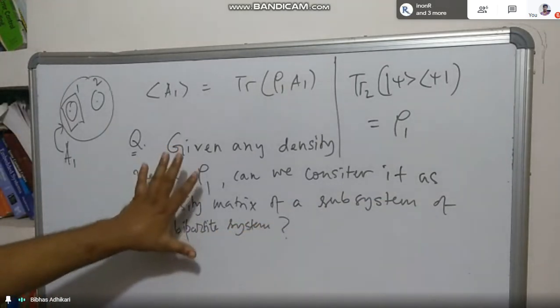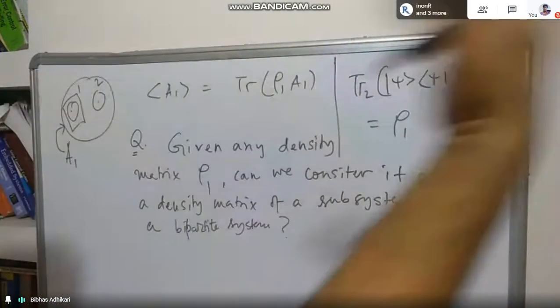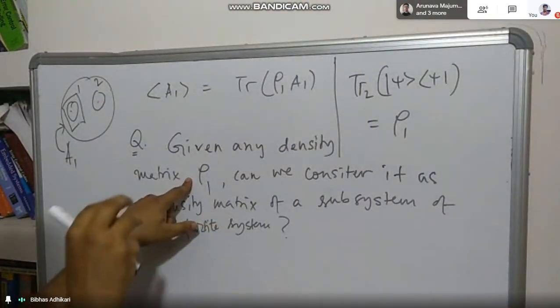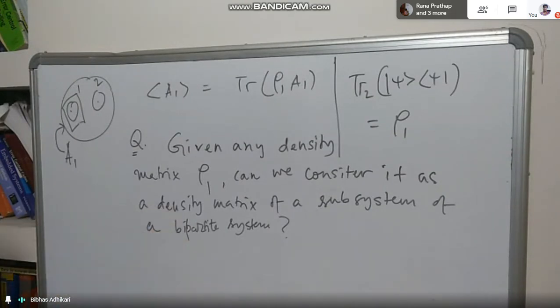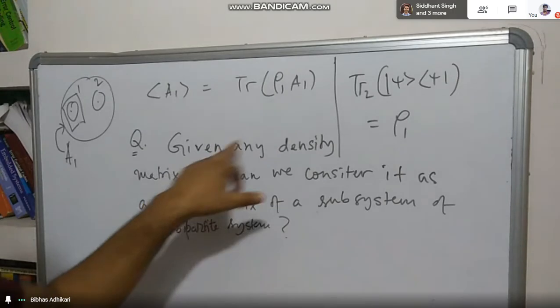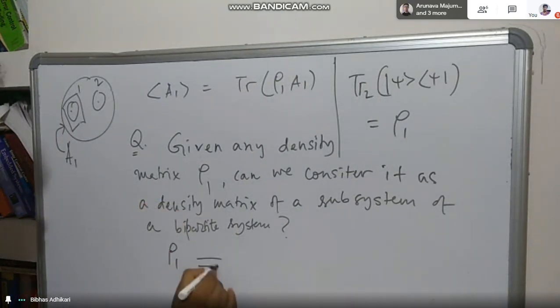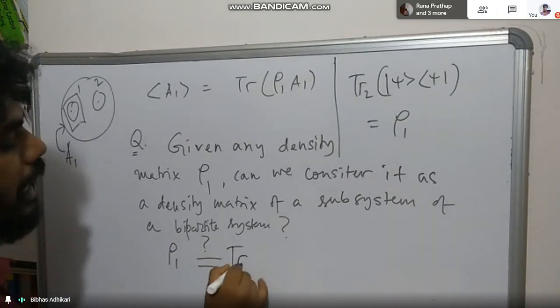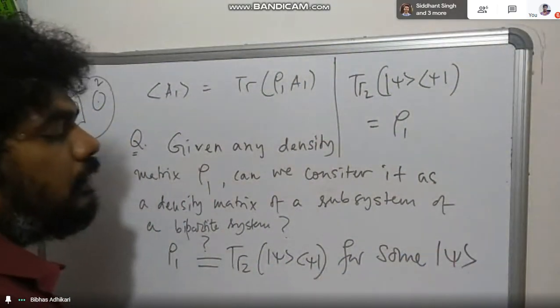Now see here, even if you don't consider this, everything is okay. Whatever we have done is perfectly all right. But suppose we want to deal with a system where we do not know how my system is interacting with the other system. Even then, this could be just a density matrix corresponding to my system, which is a subsystem of a bigger bipartite system. And then the question is, can this rho 1 be written as this for some psi?